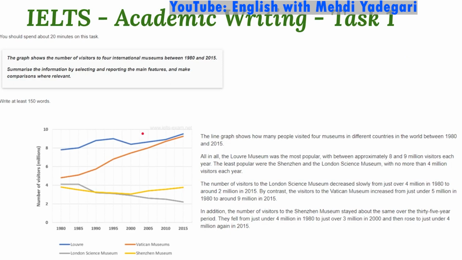To summarize everything, the first thing you do is paraphrase the prompt. The second thing you do is write a general trend without mentioning the numbers. And the third thing you do is talk about the details with words like increasing, decreasing, plummeting, not changing. And you also talk about when it happens and how much it has happened.